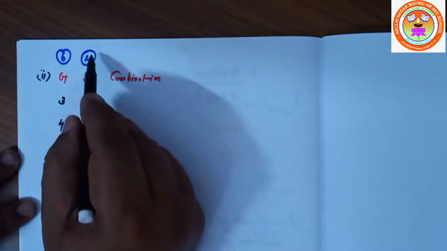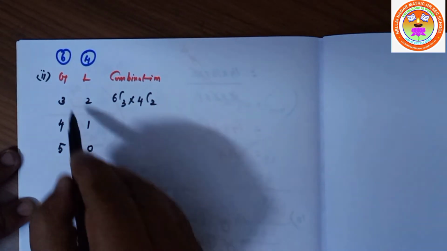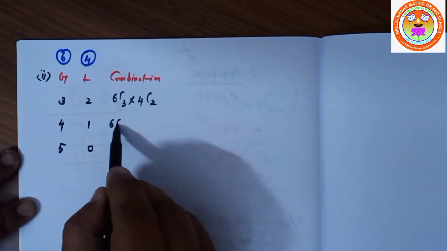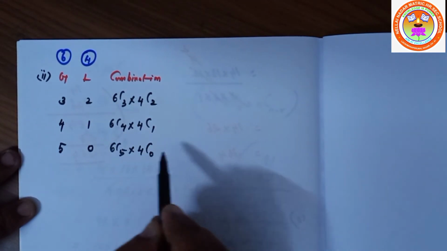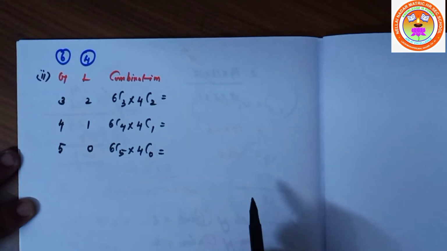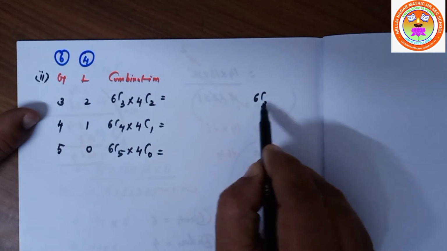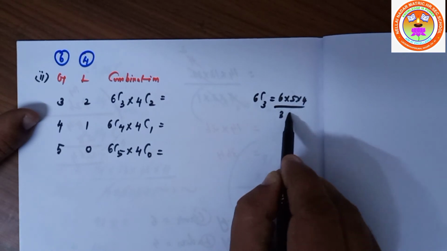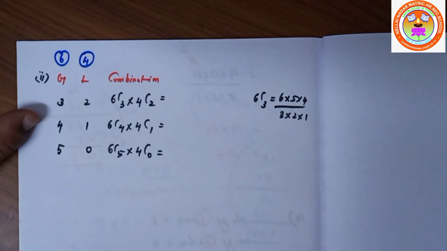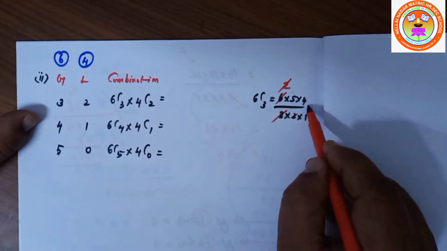The combination is 6C3 into 4C2. Then 6C4 into 4C1. Finally 6C5 into 4C0. 6C3 equals 6 into 5 into 4 divided by 3 into 2 into 1. Can cancel by the 3 table, that is 2 times, 2 2 get cancelled, that is equal to 20.